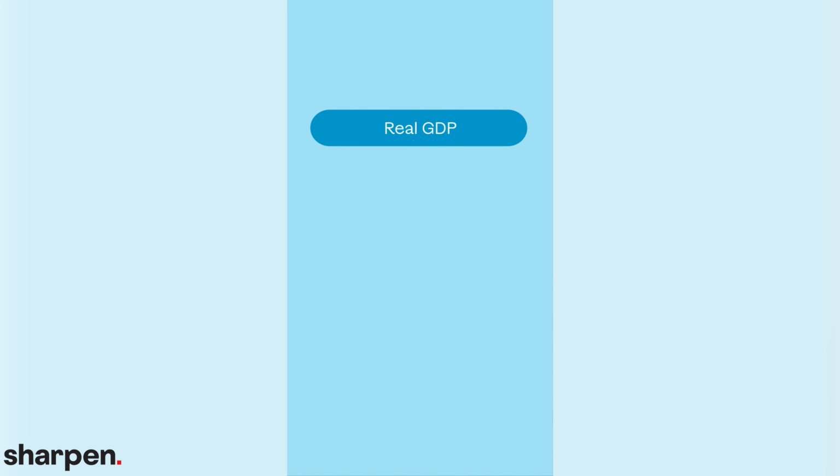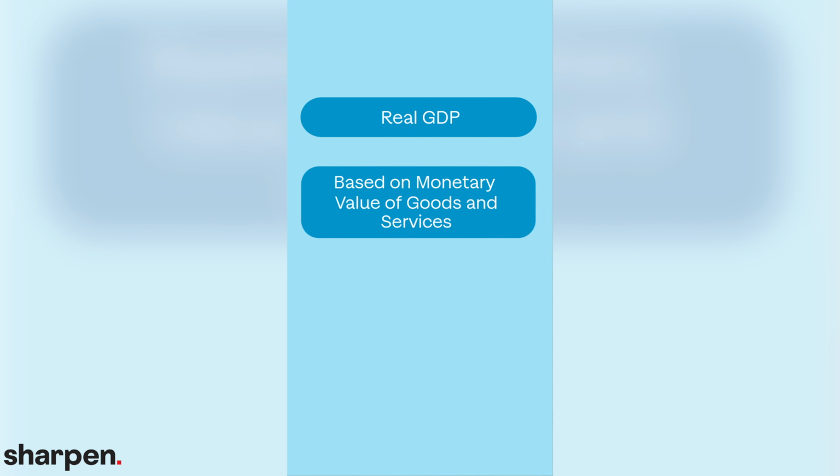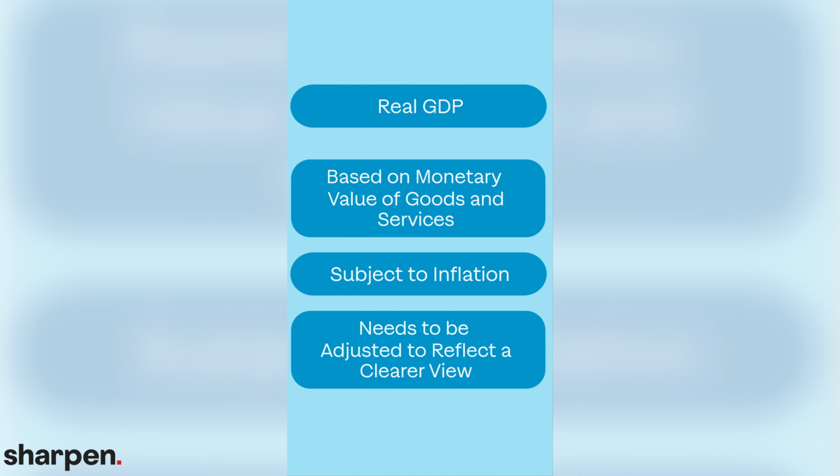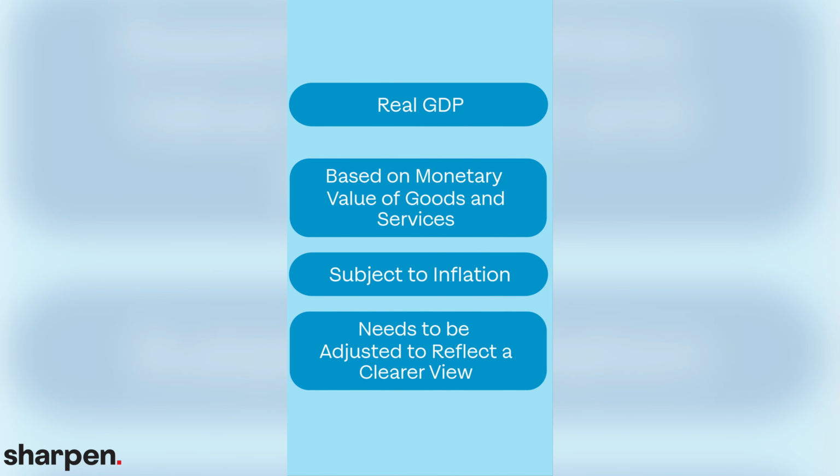Because nominal GDP only tells half the story, economists must calculate what's known as real GDP, which is based on the monetary value of goods and services and is subject to inflation, so it needs to be adjusted to reflect a clearer view of the economic output.